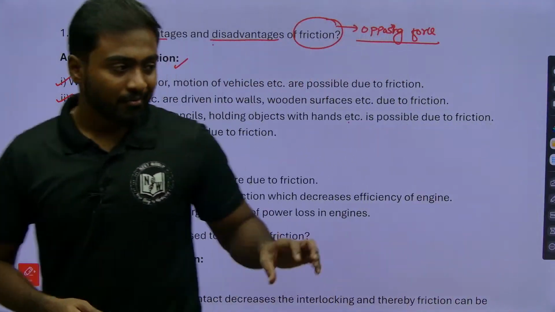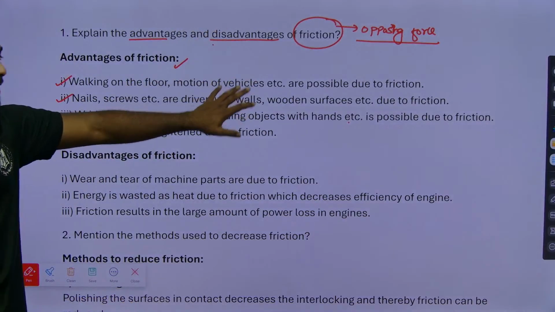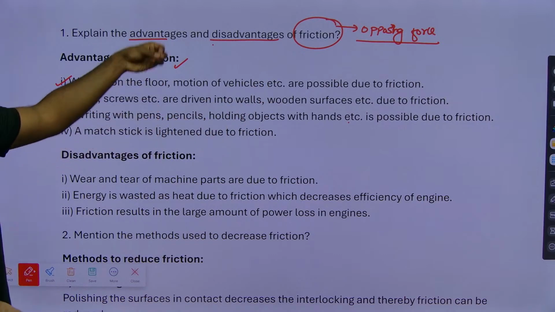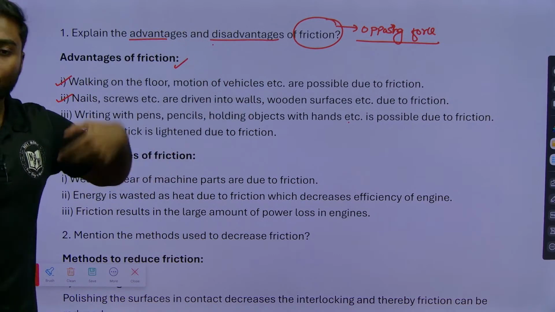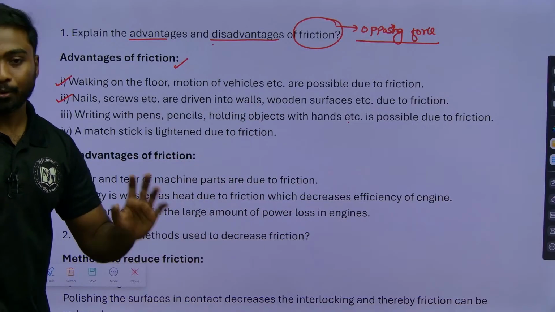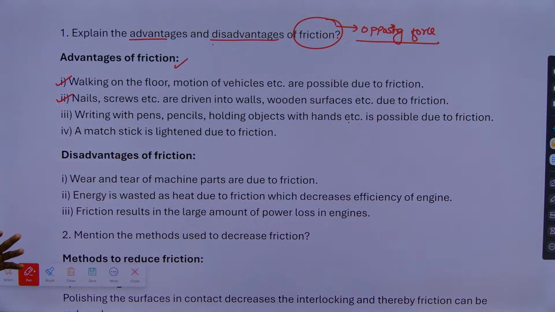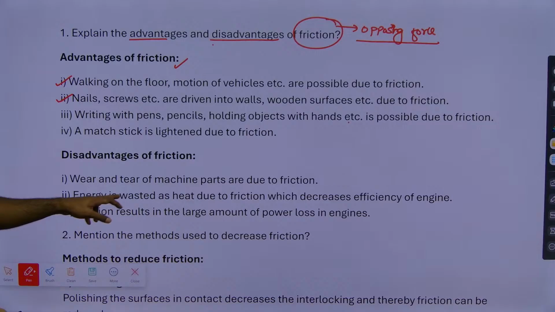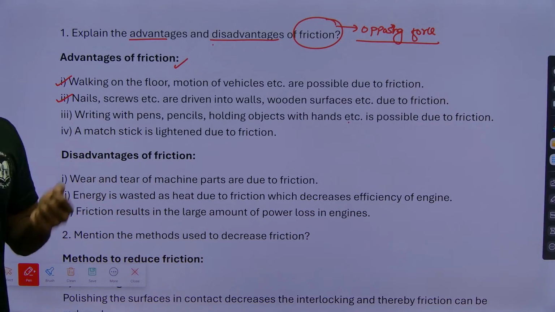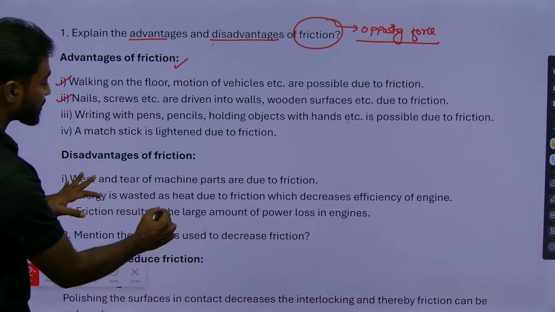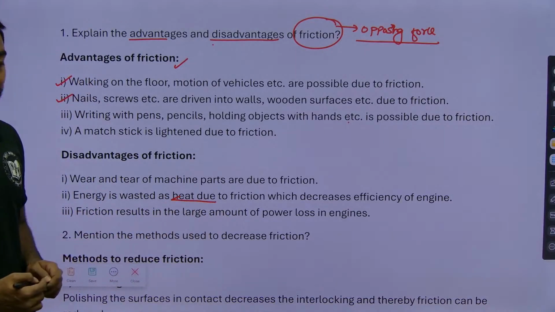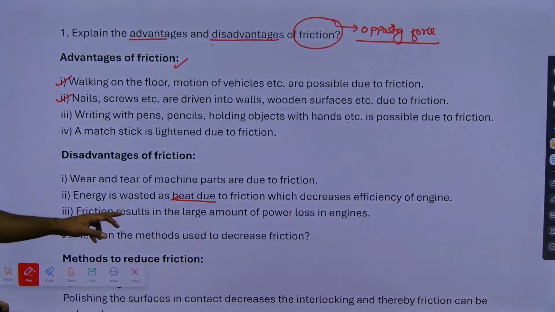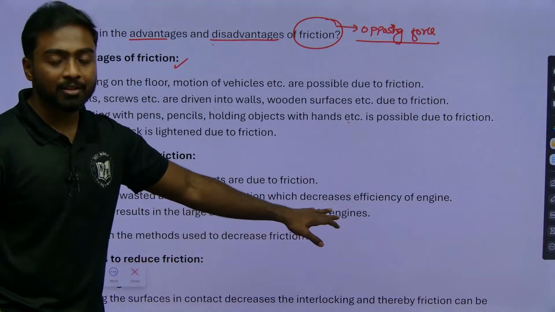We should mention what it is particularly. No need to write the exact points, we can write our own points also, but they should be valid. Next, disadvantages of friction. Wear and tear of machine parts are due to friction. Energy is wasted as heat due to friction, which obviously decreases the efficiency of the engine, and friction results in a larger amount of power loss in engines.